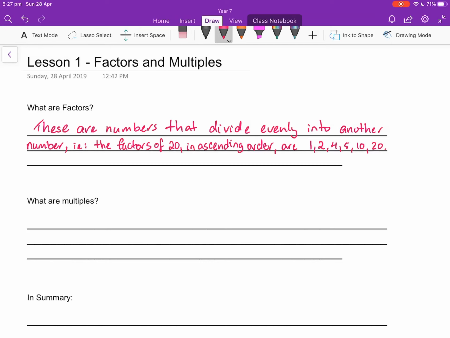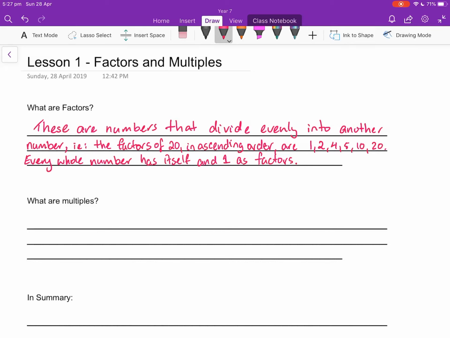are, alright, we're going to start with 1, we have 2, we also have 4, 5, 10, and 20. Okay, so essentially, every whole number, because we can see that on our list here, every whole number has itself and 1 as factors. So that's factors.